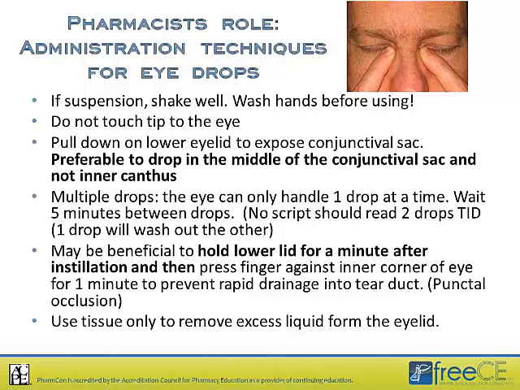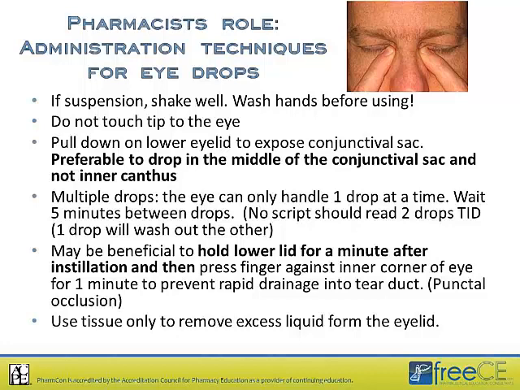Multiple drops: the eye can only handle one drop at a time, so we want to wait 5 minutes between eye drops. No prescription should really ever read two drops three times a day, because the first drop will go into the eye, the second one will just wash it out. It may be beneficial to hold the lower lid for 1 minute after instillation and then press the finger against the inner corner of the eye for about a minute to prevent that rapid drainage into the tear ducts. That's called punctal occlusion. And use a tissue only to remove excessive liquid from the eyelid.